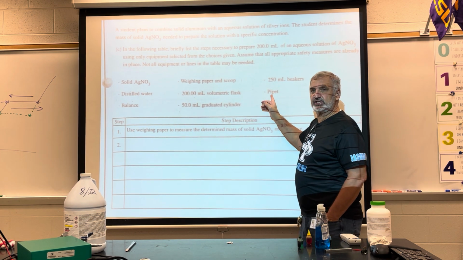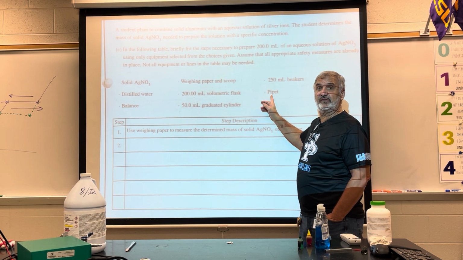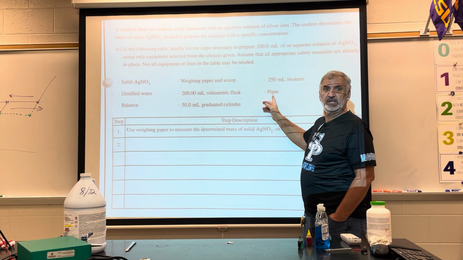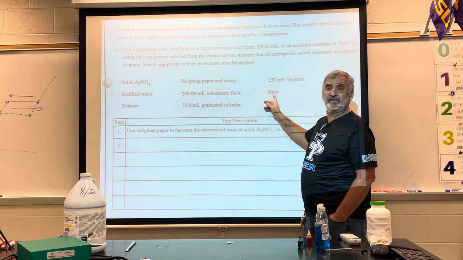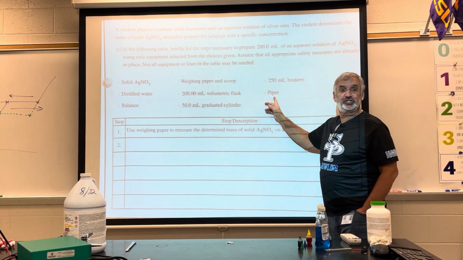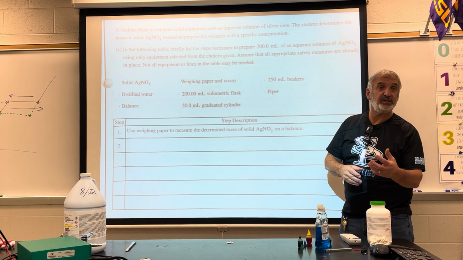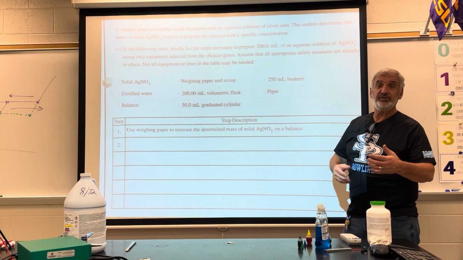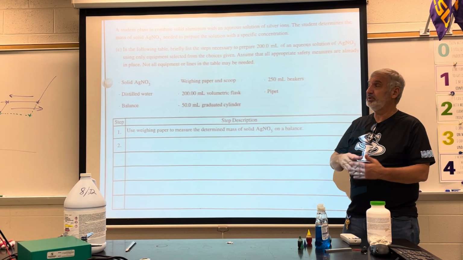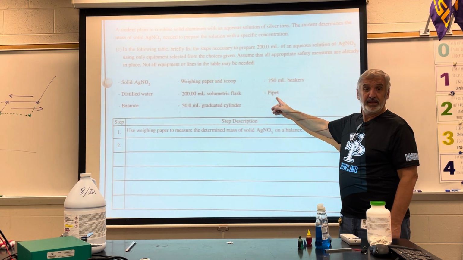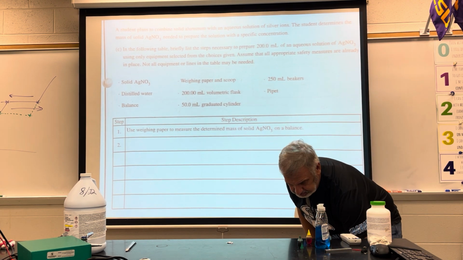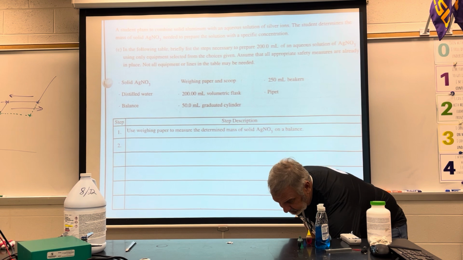A pipette, just for the record, would be used to transfer a specific volume. If you needed 10 milliliters or 25 milliliters of a solution, and you were gonna maybe dilute it to 200 milliliters, and you wanted to get an exact volume, you could use a pipette.